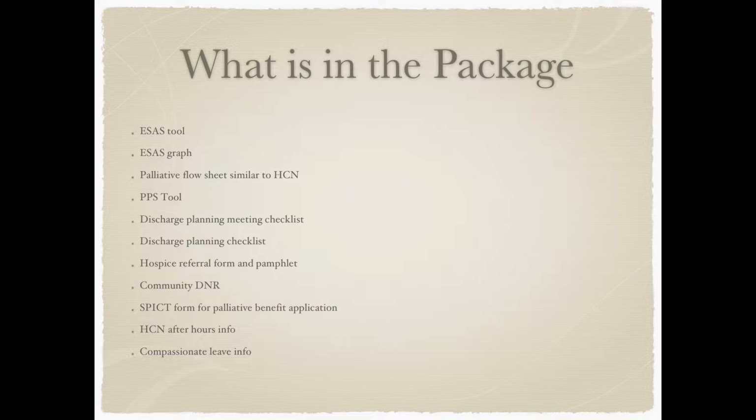discharge planning meeting, discharge planning checklist, hospice referral forms, community DNRs, the SPICT form, home and community after hours info, and compassionate leave. These were all forms that acute care didn't really understand and didn't really give to their patients. And we didn't use them very often, so we needed to make sure there was a way to get these out to the patients.